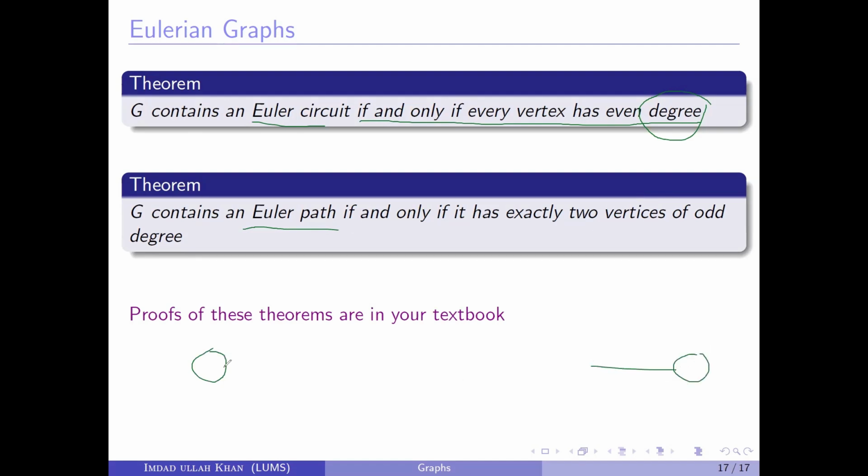So these two vertices have odd degree, for example, 1 and 1. All other intermediate vertices should have even degree. If you focus on the intermediate vertices, this vertex has degree 2, this vertex has degree 2, and the first and last vertices have odd degree. Hence the Euler path is there, which means that we can find a path where every edge is traversed exactly once.